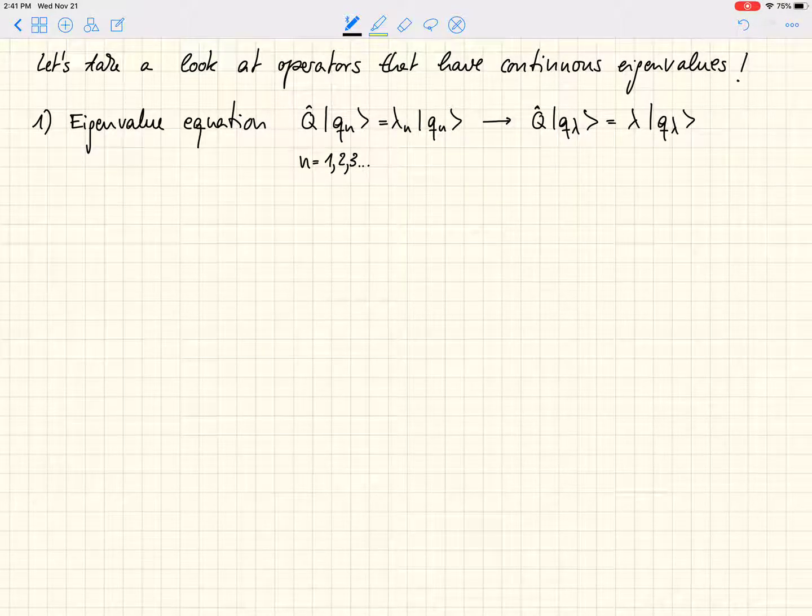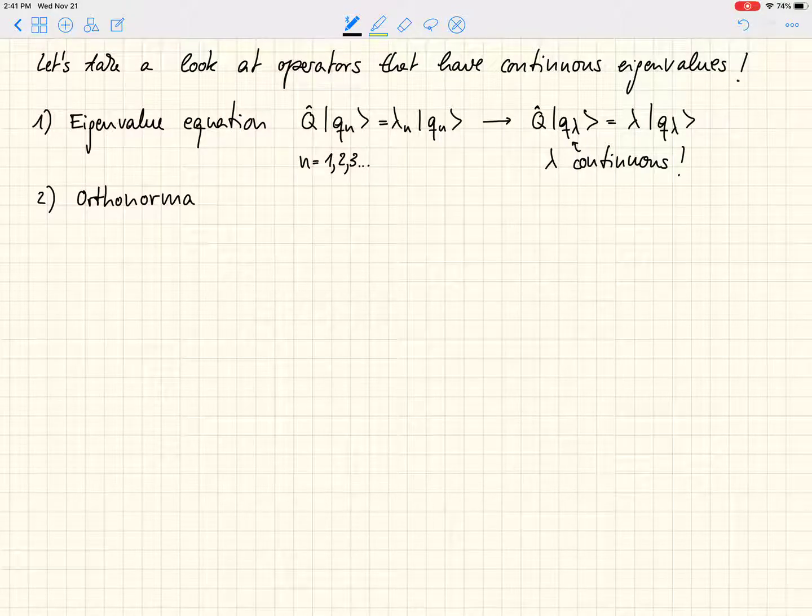And maybe the only difference is that labeling the eigenstates with the eigenvalue itself is a convenient way to do that, and λ will be a continuous label. We've learned that we can choose our eigenvectors to always be orthonormal to each other.